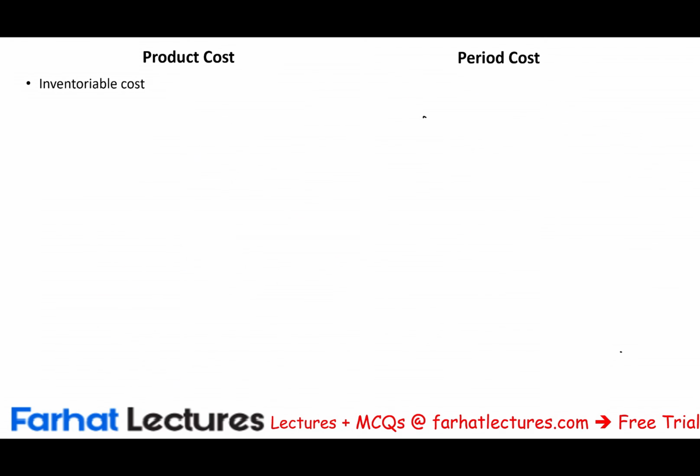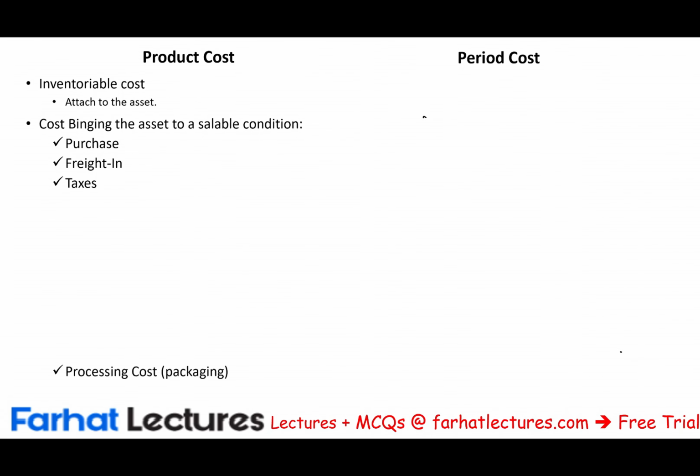Starting with the product cost, as I mentioned, any cost that's inventoriable. It means it's attached to the inventory, it's attached to the asset, and we talked about those. Like what? Any cost to bring the inventory to a saleable condition. Like what specifically? The purchase price, the freight in, the transportation, if you have to pay taxes, if you have to pay insurance in transit, if you have to pay processing costs, which is a packaging cost. All of those are inventoriable costs. They are considered product cost.